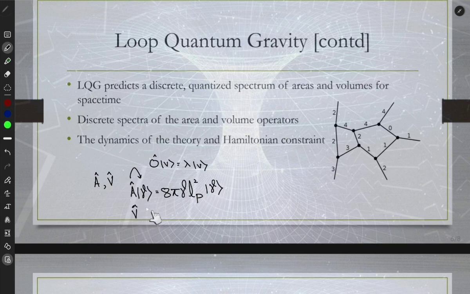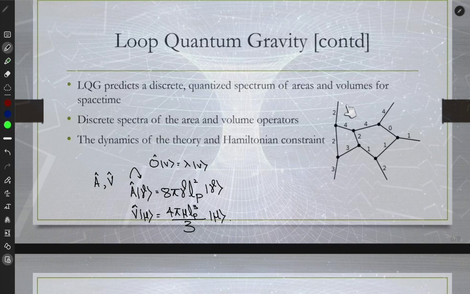What about the volume eigenvalue equation? The volume operator also acts on a spin network state. This time I'll call it mu. This is equal to 4 pi mu L_P, and this time L_P is cubed, divided by 3, times the state mu. Again, these states gamma and mu are called the spin network states, and L_P is just the Planck length. Right? Now, the fundamental building blocks of loop quantum gravity are spin networks.